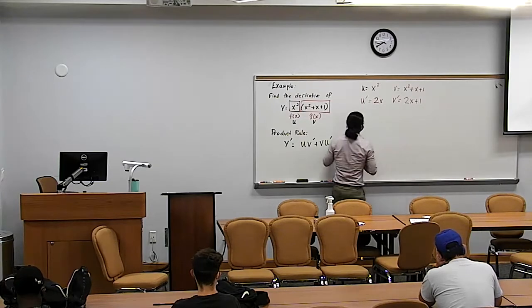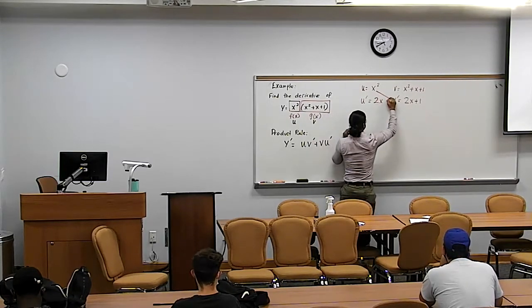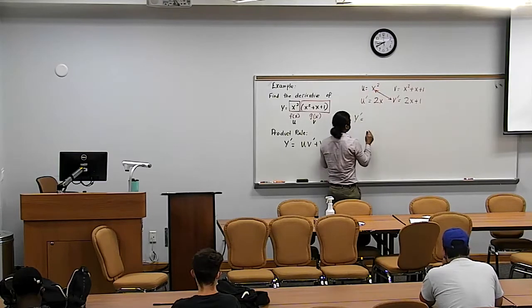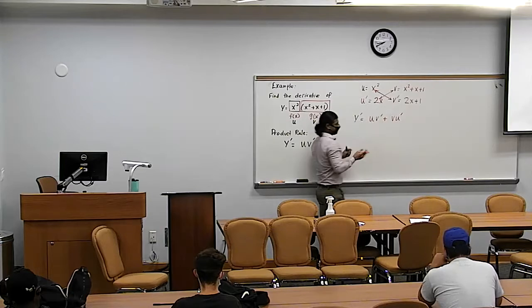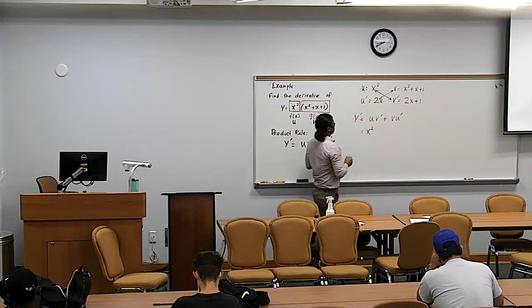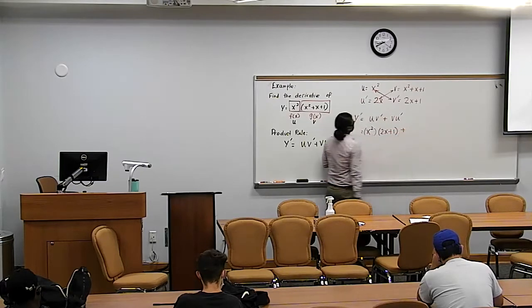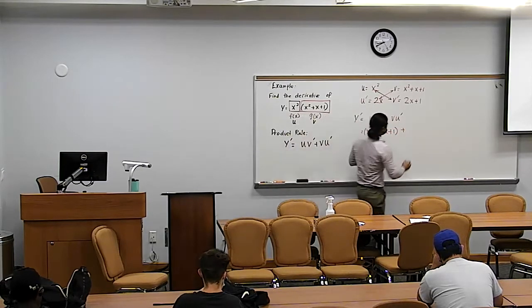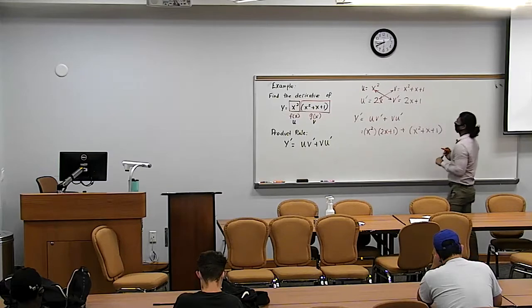What does the rule state? The rule states u, v prime, we multiply those two, v, u prime, we multiply those two, and we get the answer. x squared multiplied by 2x plus 1, plus v, which is x squared plus x plus 1, multiplied by 2x.